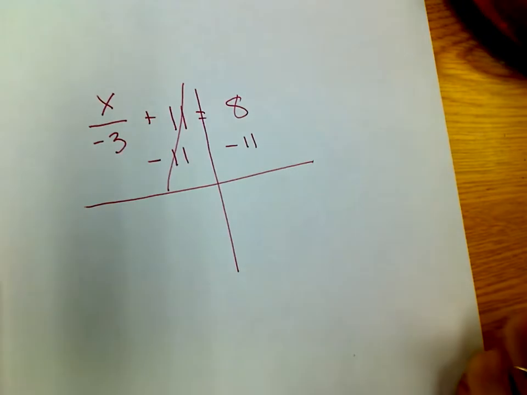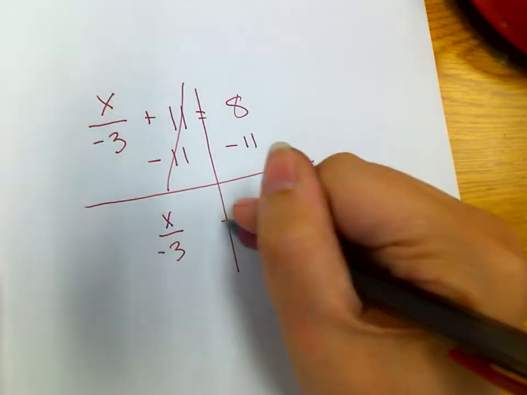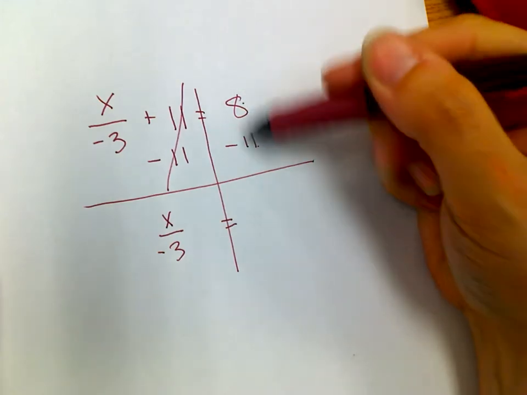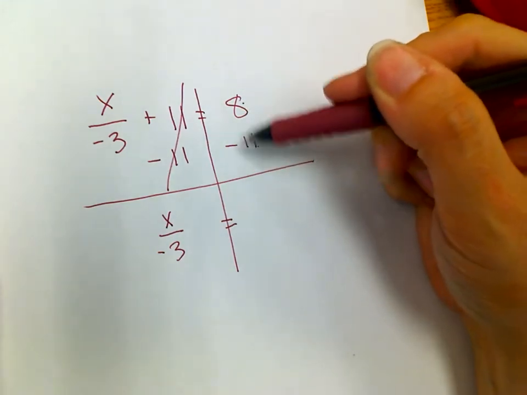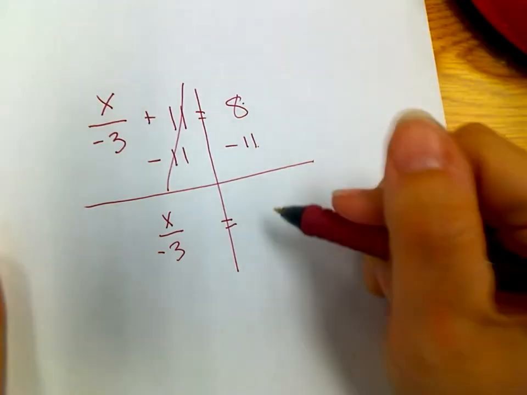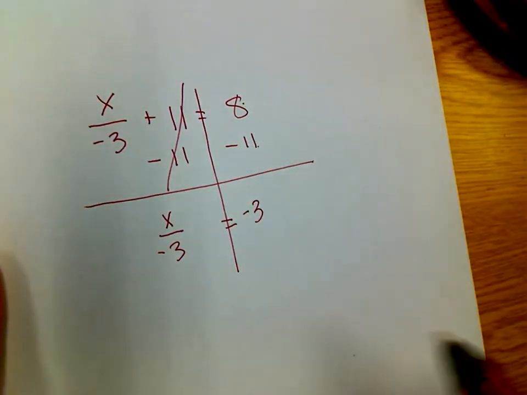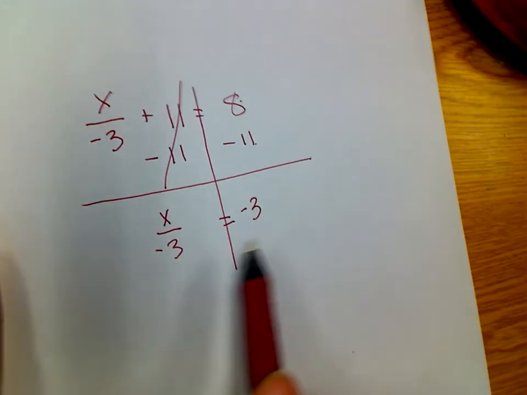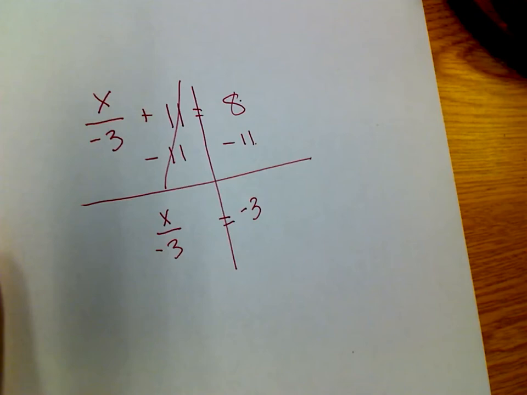That cancels out. So I have x over negative 3 equals, I have a positive 8 and a negative 11. They're different signs, so I'm going to subtract them and take the sign of the bigger absolute value, really. So that's negative 3. So it's easy to look over here and say, hey, look, negative 3, that's just 1. But wait a minute, I'm saying x divided by negative 3 equals negative 3.